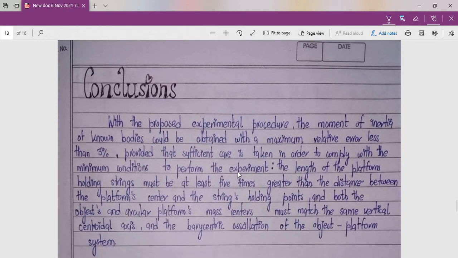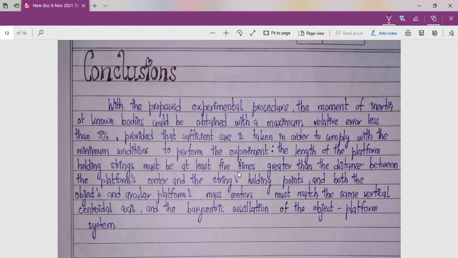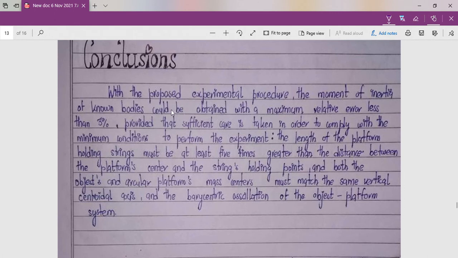Conclusion. With the proposed experimental procedure, the moment of inertia of known bodies could be obtained with a maximum relative error less than 3%, provided that sufficient care is taken in order to comply with the minimum conditions to perform the experiment. The length of the platform holding strings must be at least 5 times greater than the distance between the platform's center and the strings holding points.